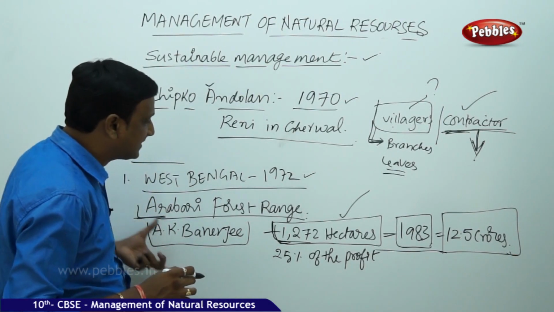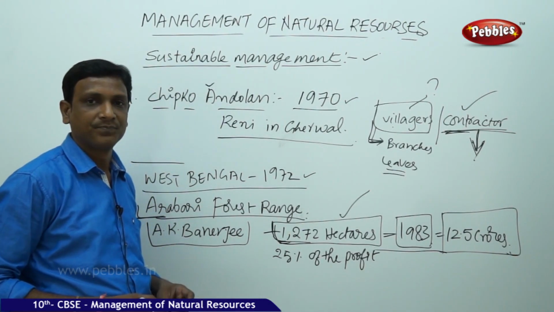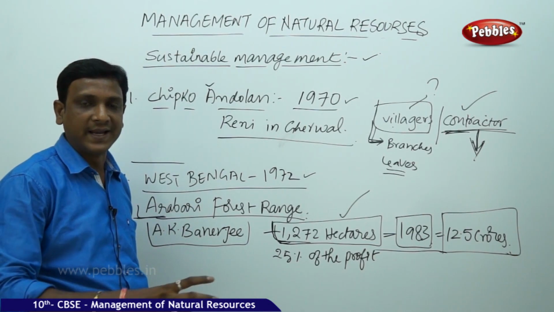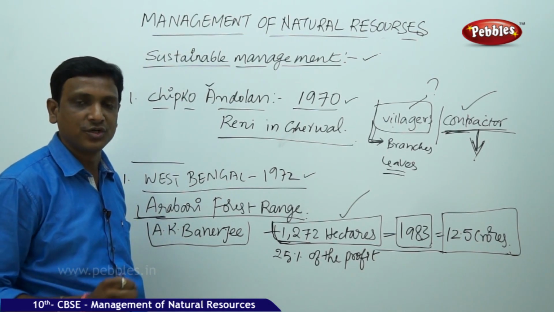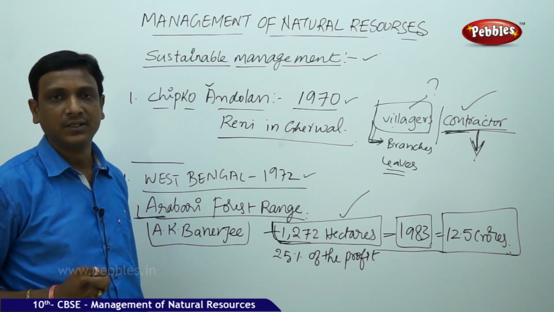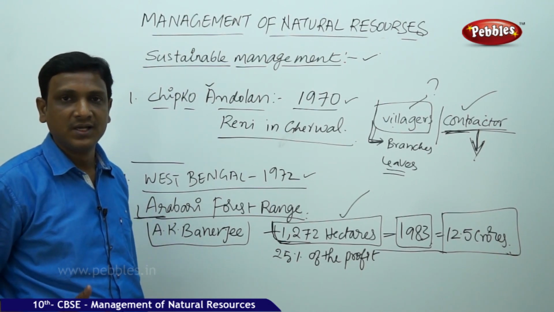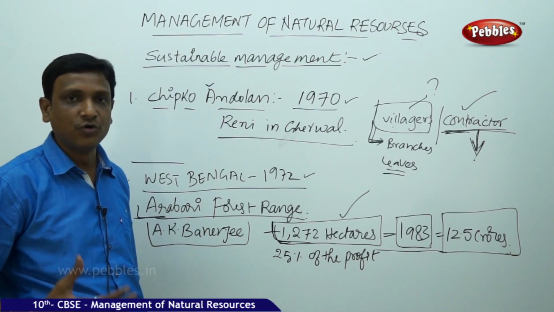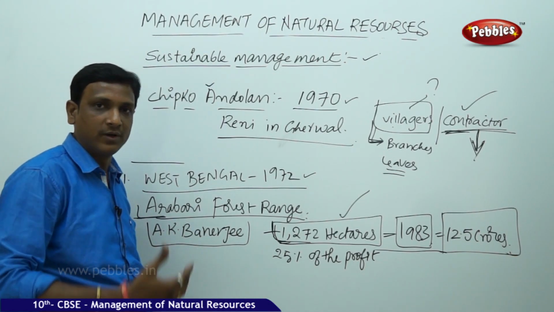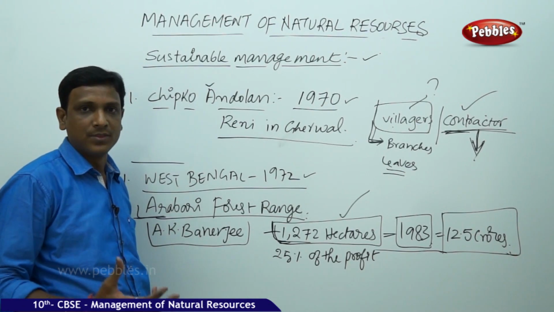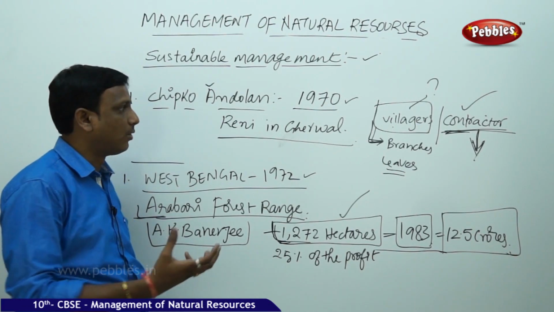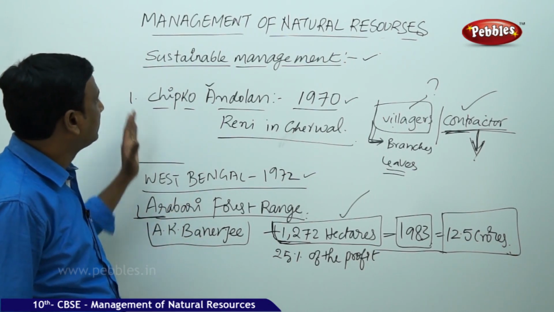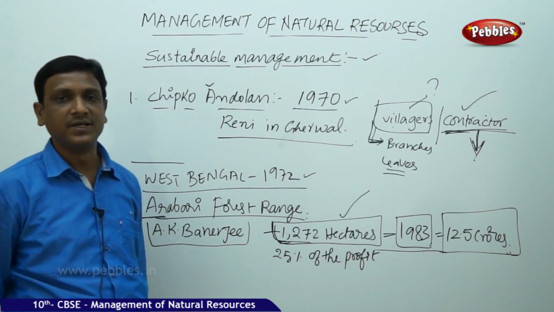So what we can learn from this incident is that involving and engaging the local people in the conservation of the forest will be successful. If you make strict laws, or make some kind of reserved forest, reserving a certain area without the engagement of the local people, it would not be successful. That is the point here. It has to be understood from this topic, that is sustainable management.